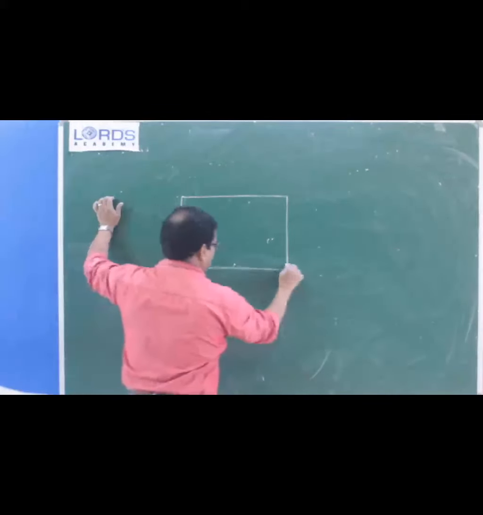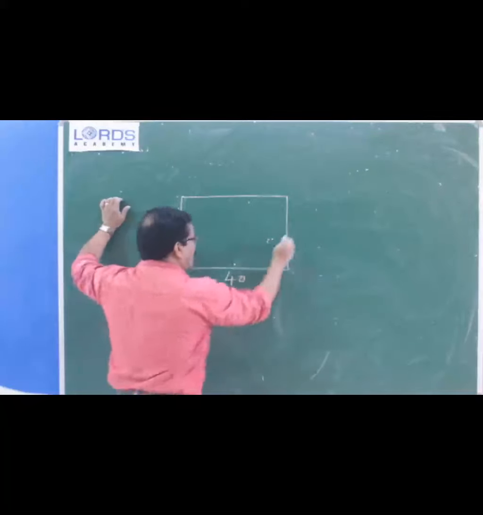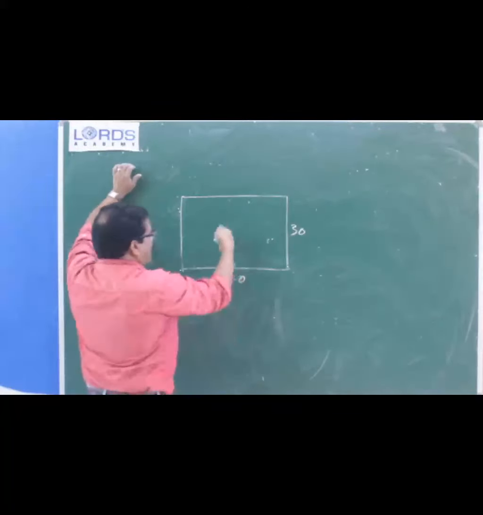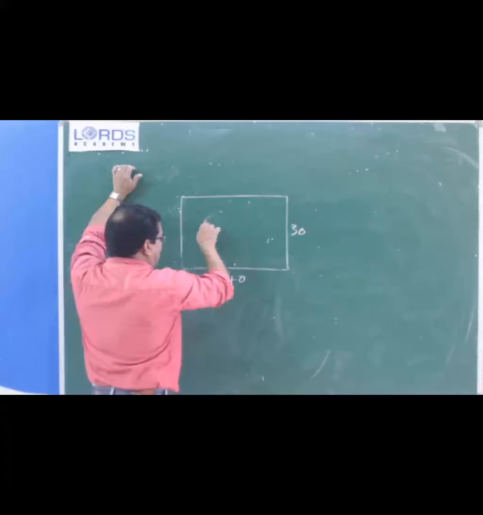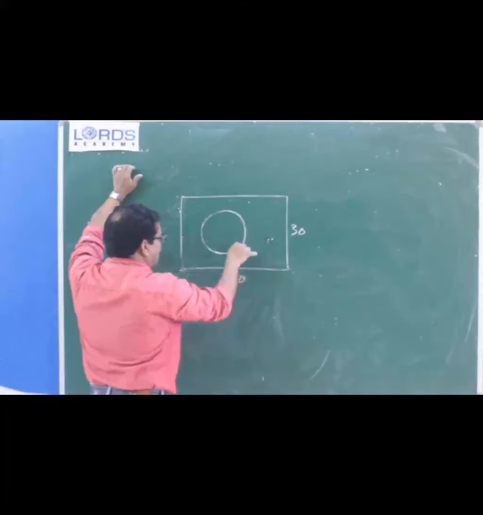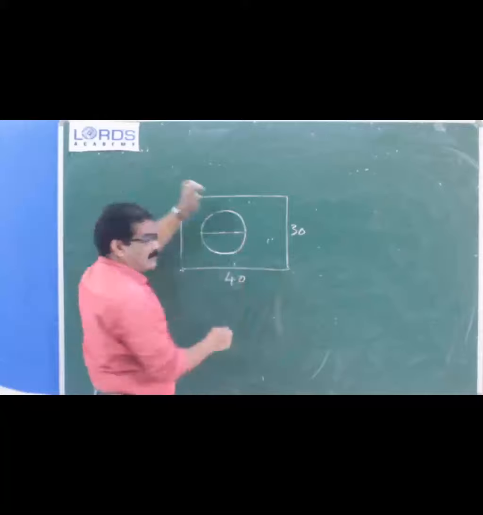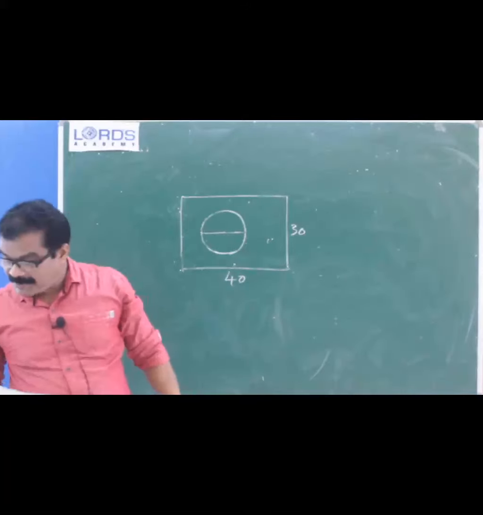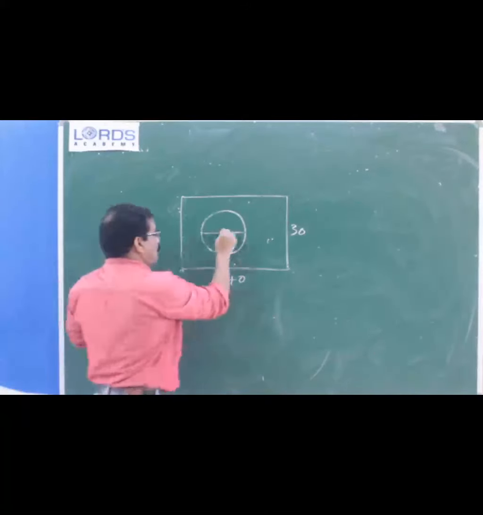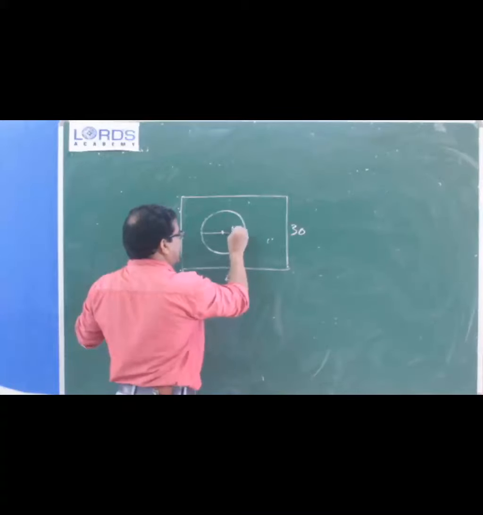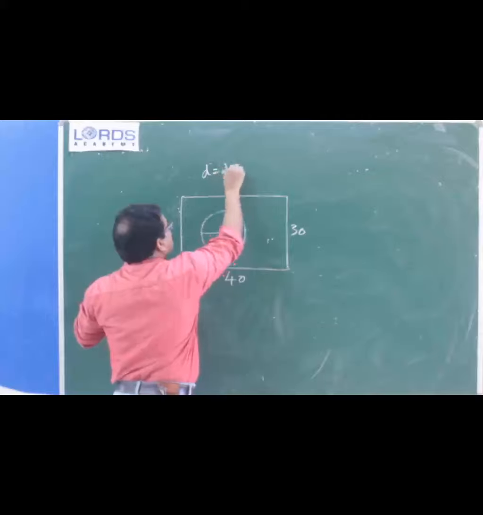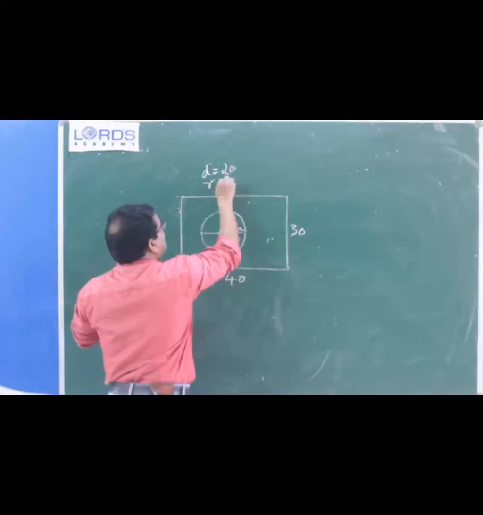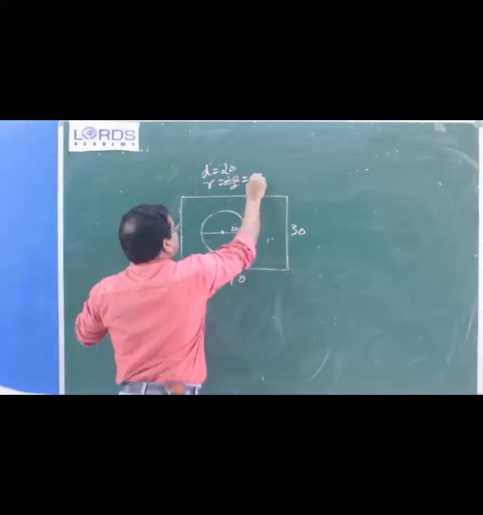Here there is a rectangle. Its length and breadth are 40 and 30. Inside this rectangle there is a circle. Its diameter is already given. How much? Diameter is 20 centimeter. Therefore, its radius is 10 centimeter. Diameter 20, therefore R is equal to 20 by 2 is equal to 10.